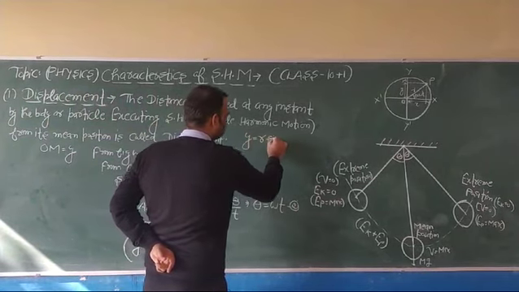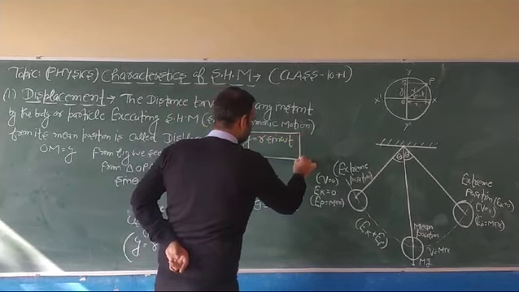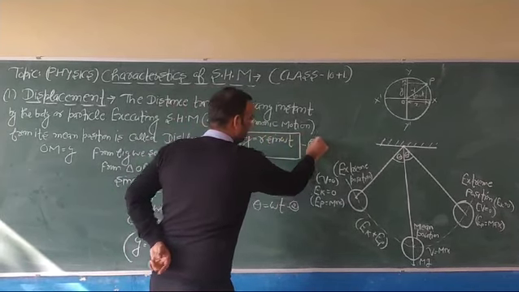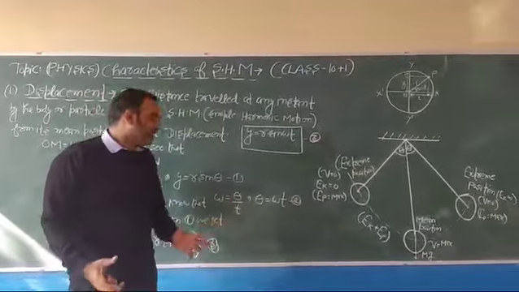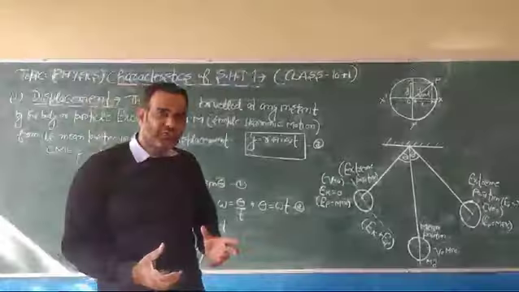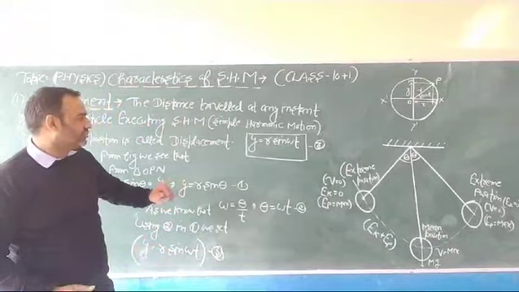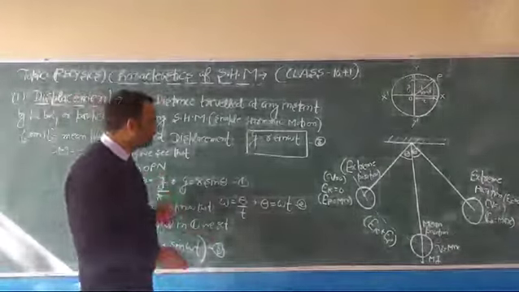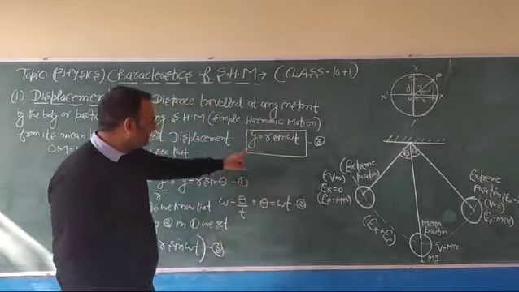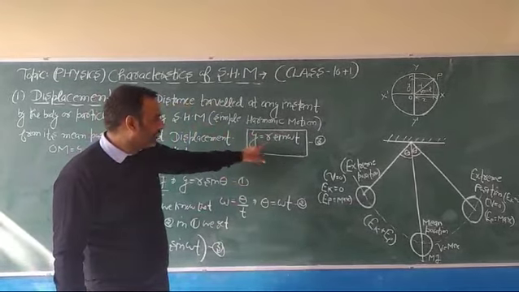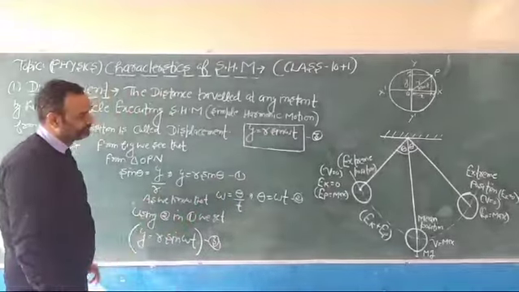Y is equal to r sin omega t. This equation represents the displacement of the particle executing simple harmonic motion. If we have to write down the formula for the displacement of a particle executing simple harmonic motion, we just write y is equal to r sin omega t. Y is the displacement, r is the amplitude, omega is the angular velocity, and t is the time.